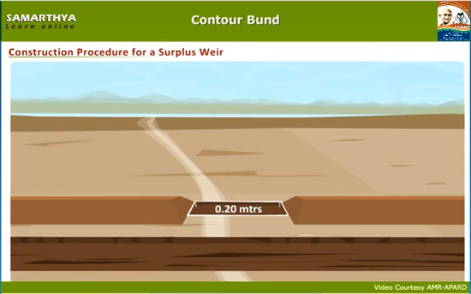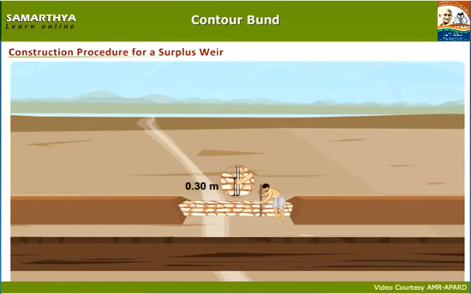Construction procedure for a surplus weir. The depth of the foundation should be 0.2 meters on all 4 sides. Effective packing should be done at the foundation with 9 inch or 12 inch stones. Packing should be done at the center portion with the above thickness stones up to a height of 0.30 meters. While packing with stones up to a height of 0.30 meters, check the height of the surplus weir from time to time with the help of a thread. A surplus weir is constructed this way.